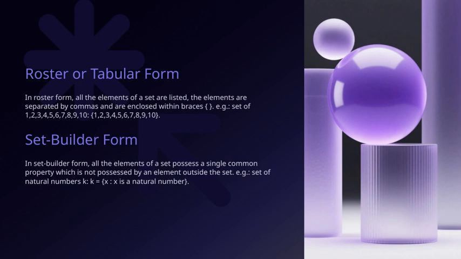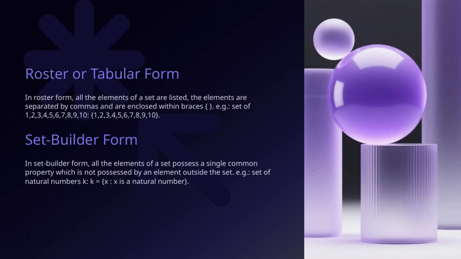Here, we list all the elements explicitly, separated by commas and enclosed within braces. For instance, if we take the set of numbers from 1 to 10, we write it as 1, 2, 3, 4, 5, 6, 7, 8, 9, 10. This method is very straightforward when the set has a manageable number of elements.